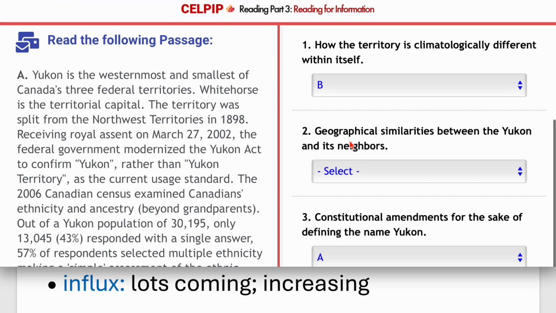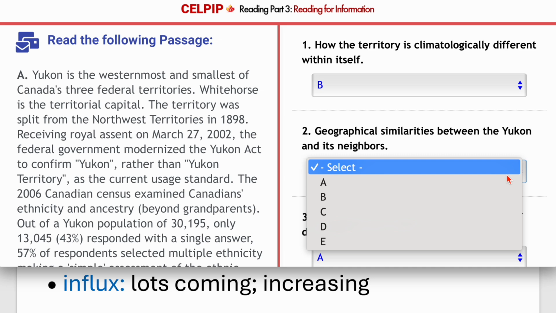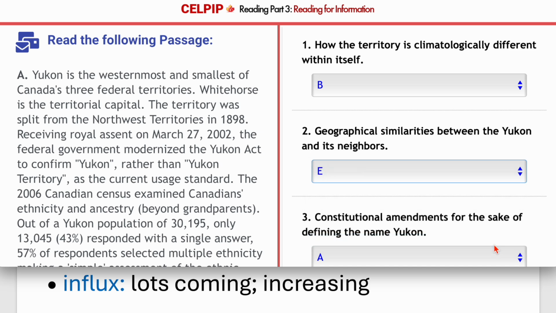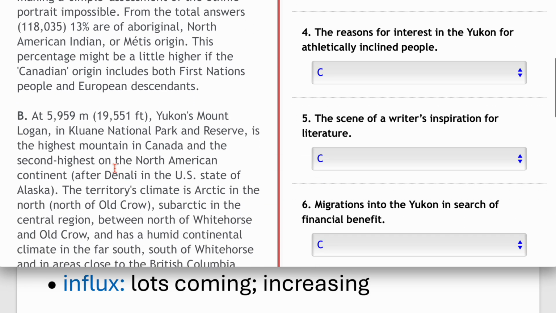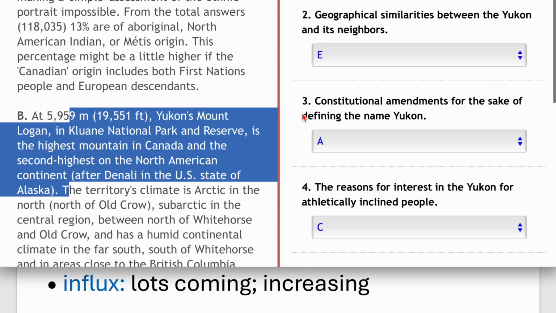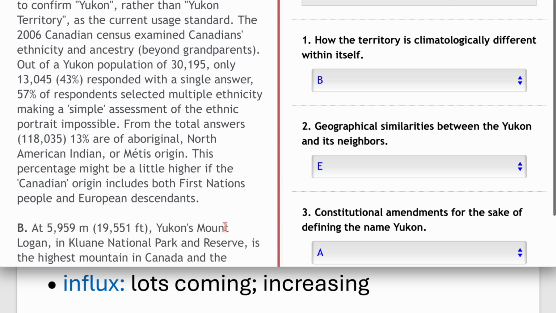So, geographical similarities, D or E? Looks like E. It didn't talk anywhere about how it's similar between Yukon. It mentioned Alaska here, but it didn't talk about its geography, okay? Just talking about that mountain, okay?